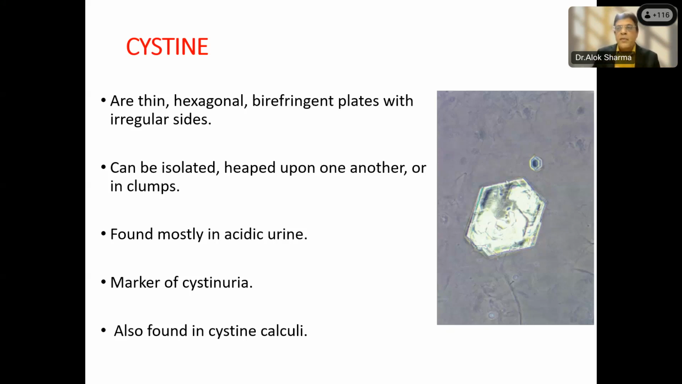And these are a very good marker of cystinuria. It is an uncommon disease, but you can identify them in cystinuria. They can also be shed from cystine calculi which are lodged in the renal tract. And importantly, just like the uric acid crystals we talked about, they are mostly seen in acidic urine.